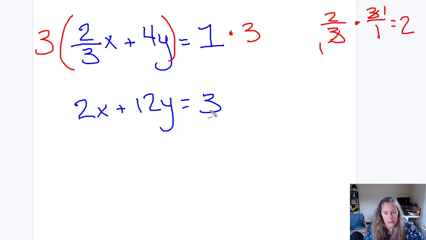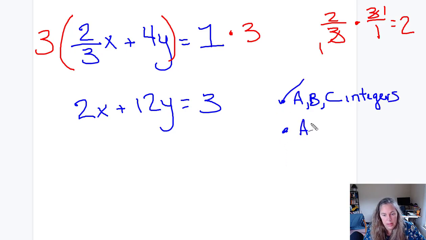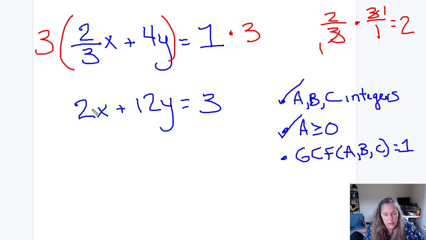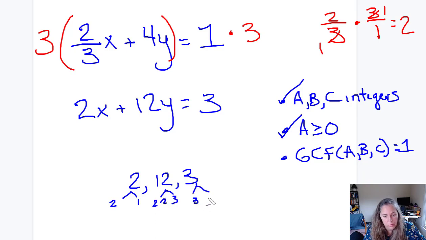And we can go through our checklist. Are they all integers? Yes. Is a greater than or equal to 0? So we have a positive 2? Yes. Is the greatest common factor of a, b, and c equal to 1? So we have 2, 12, and 3. 2 is 2 times 1. 12 is 4 times 3, so it's 2 times 2 times 3, and 3 is 3 times 1.